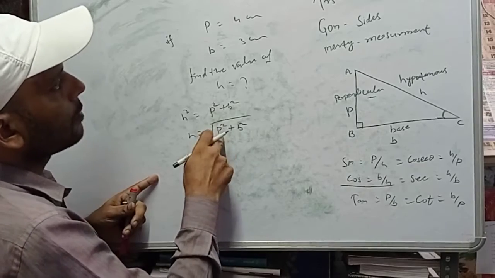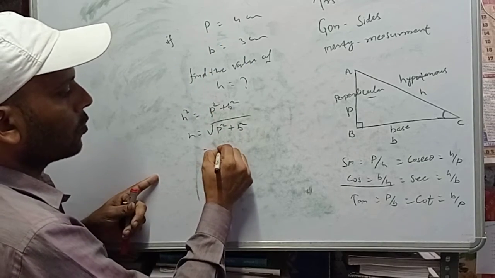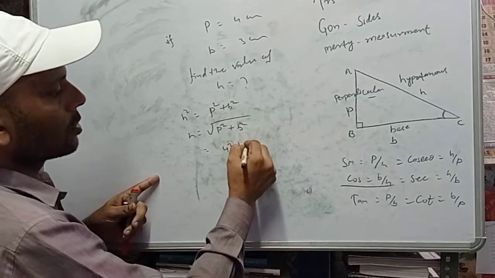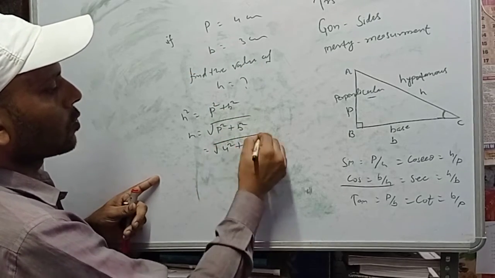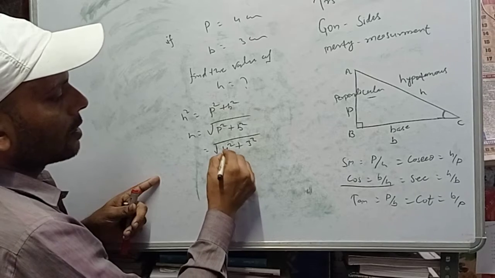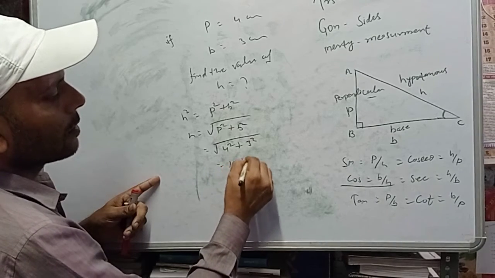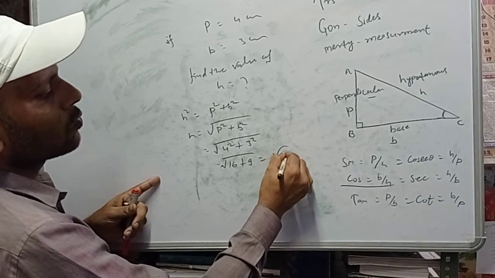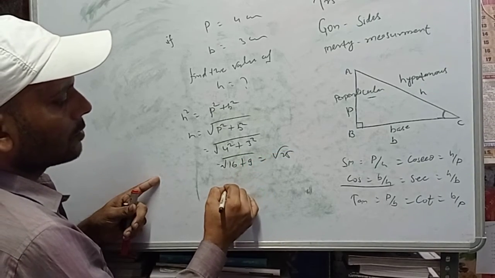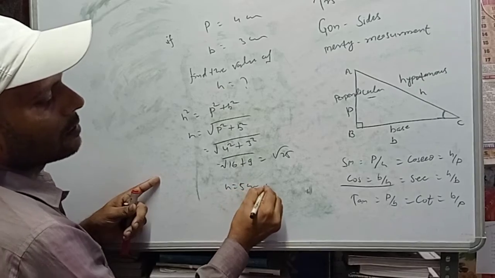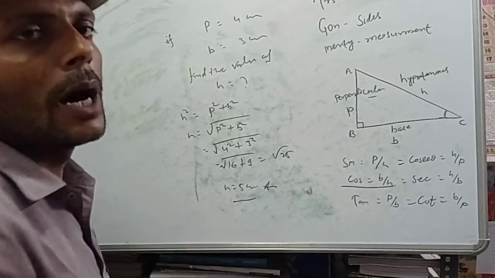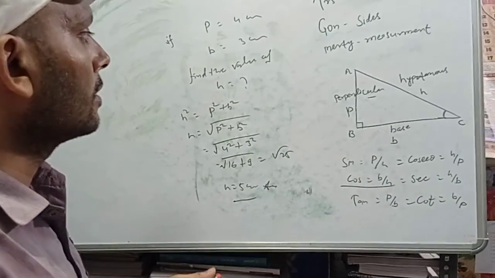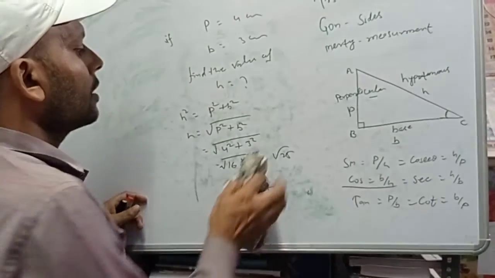So put the value of perpendicular, 4 square, plus the value of base, 3 square, under root. 4 square is 16 plus 3 square is 9, which is under root 25. Under root 25 is 5, so H is equal to 5 centimeter. The value of hypotenuse is 5 centimeter.